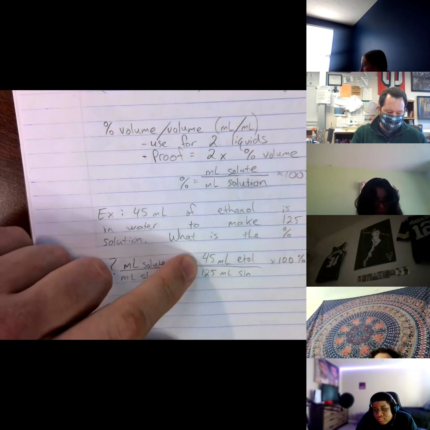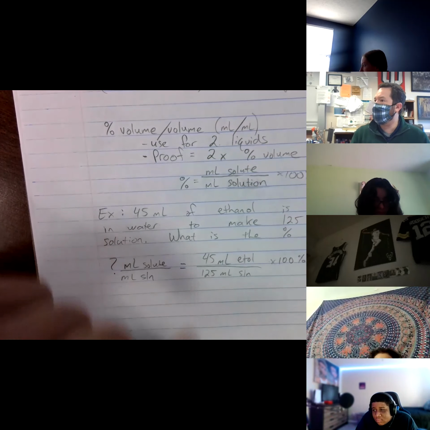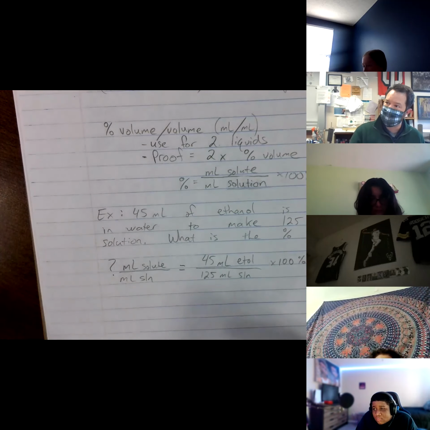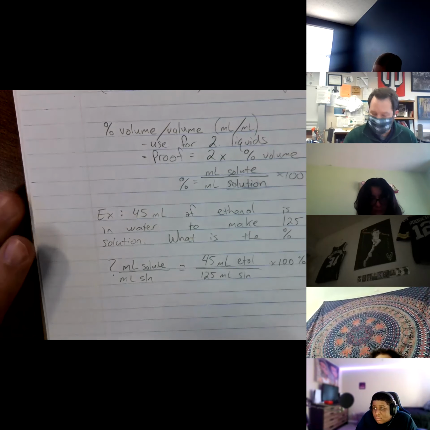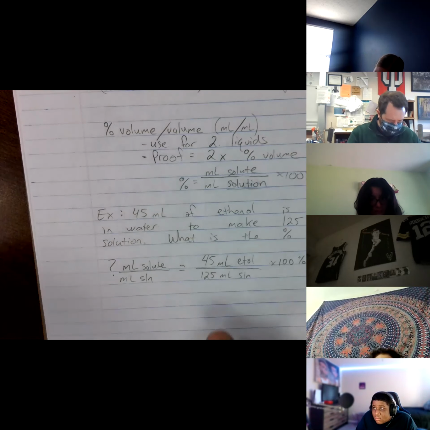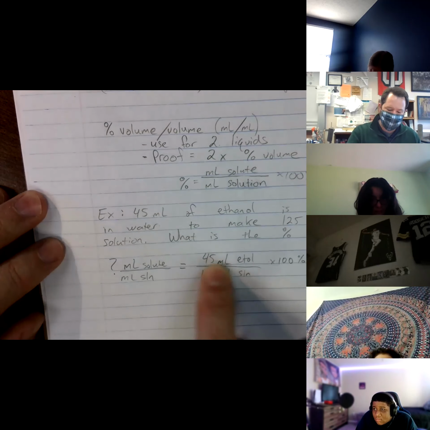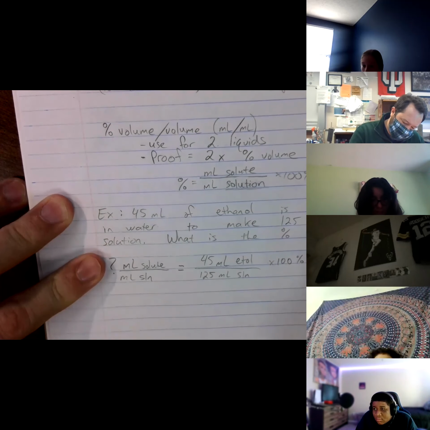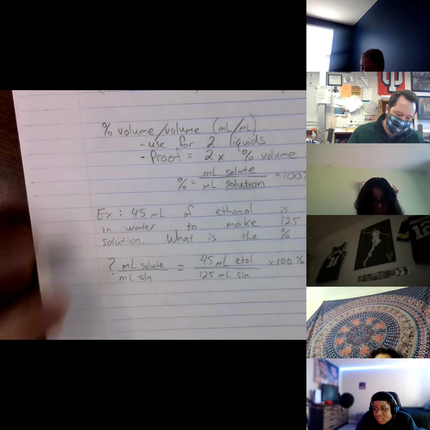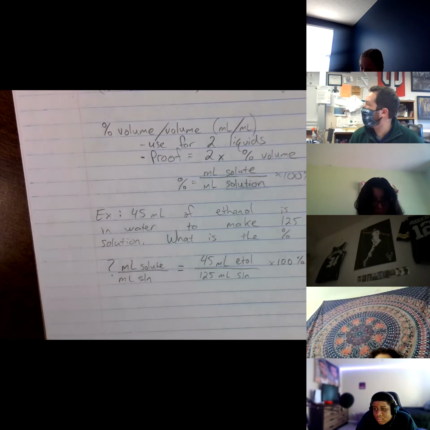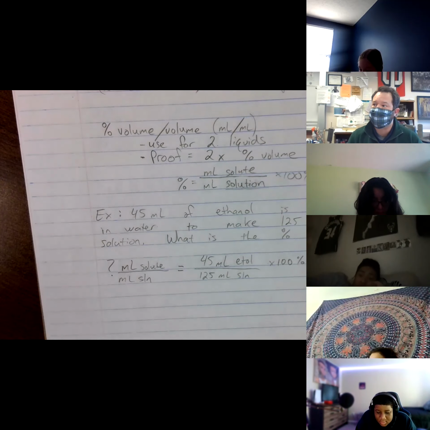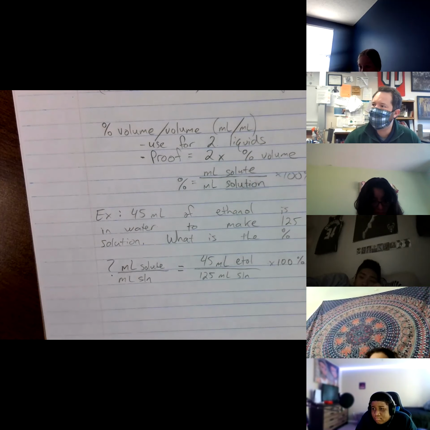Double check for sig figs. We've got 2 here. We've got 3 there. It's a multiplication division problem, so we're limited to total number, doesn't matter how far past the decimal. Total number is 2. So 36 will do. 36% volume to volume. Not too shabby, huh?